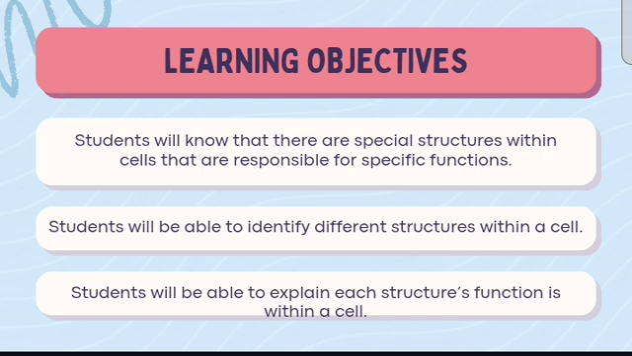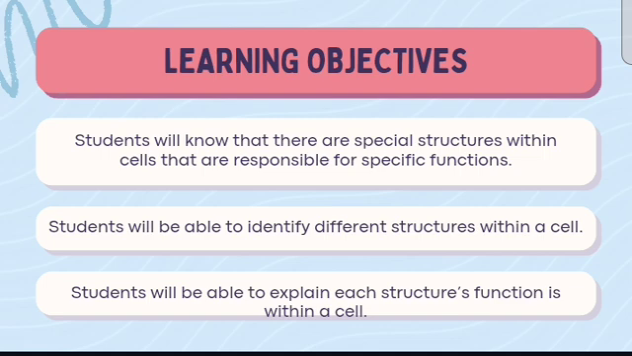Before we dive into the details, let's set our learning objectives. By the end of this lesson, you should be able to: number one, identify the major organelles found in the plant and animal cell. Number two, describe the function of each organelle using simple, relatable language. Number three, compare plant and animal cells based on their structures.